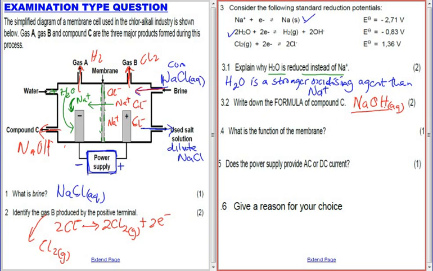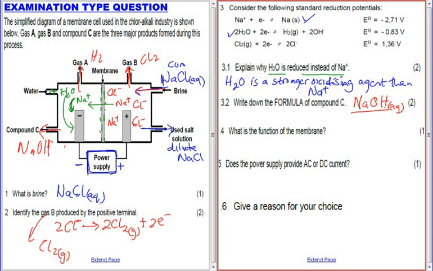What is the function of the membrane? Now, if you are asked that, please just know that the membrane is there to prevent the solutions from mixing, but to allow only positive sodium ions to pass through. So that's the main thing. If the membrane was not there, our solutions were going to mix. So it prevents the solutions from mixing, and also selectively permeates these ions. So it's to let the positive sodium ions through. I think it's a very easy thing to see.